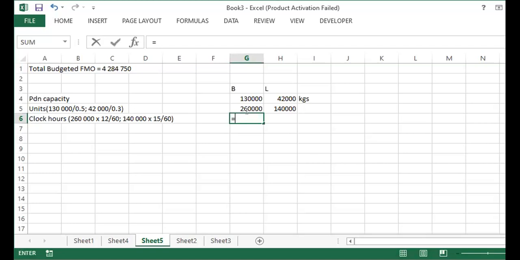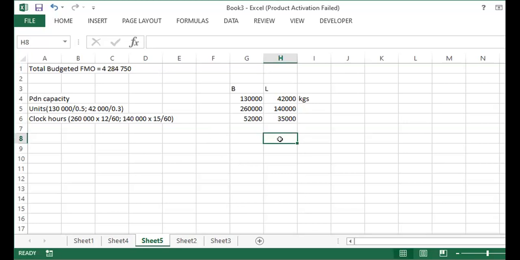All right, so a simple calculation: 260,000 times 12 divided by 60. Right, it gives us 52,000, so it's going to be 52,000 hours. And then 140,000 times 15 divided by 60, giving us 35,000. So in terms of clock hours, we want to use 52,000 clock hours on basic and then 35,000 clock hours on lax.